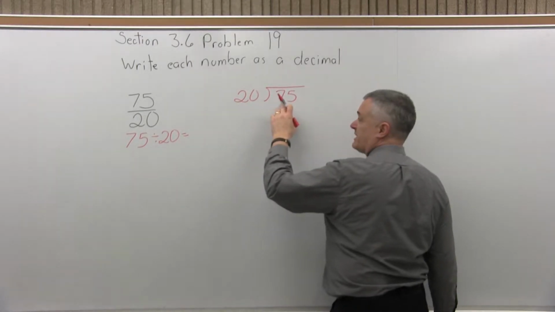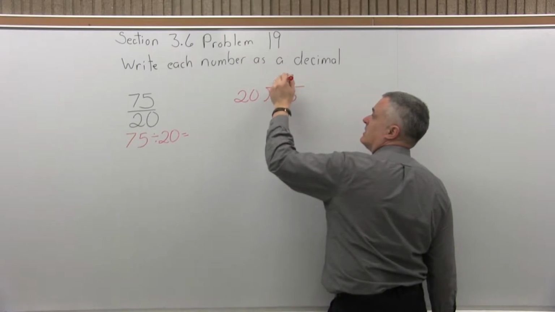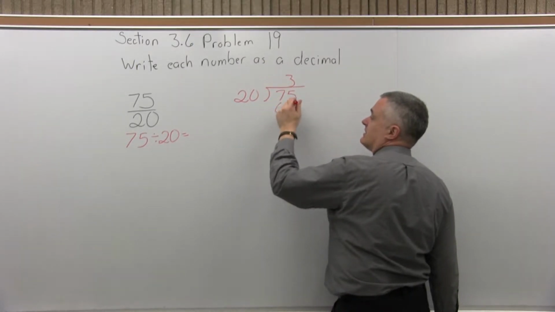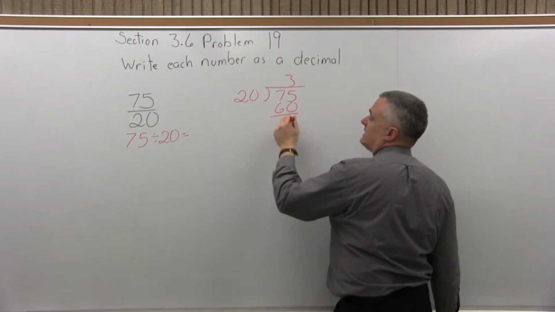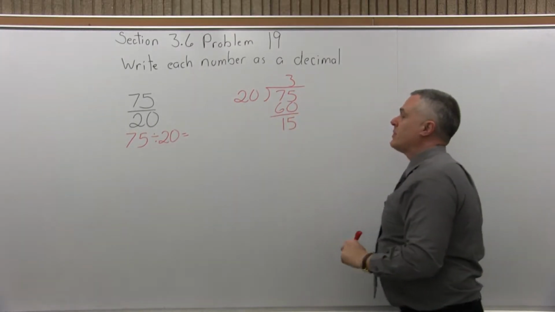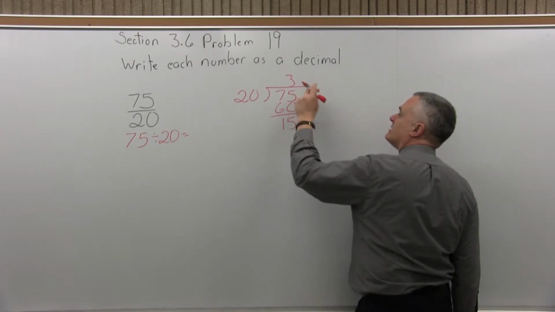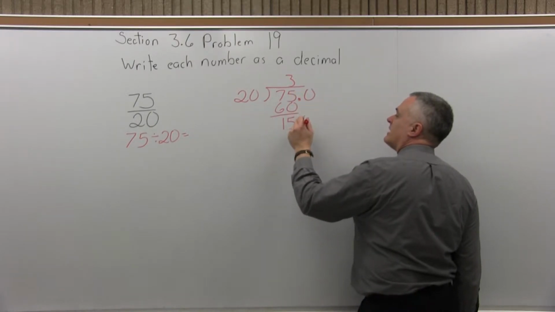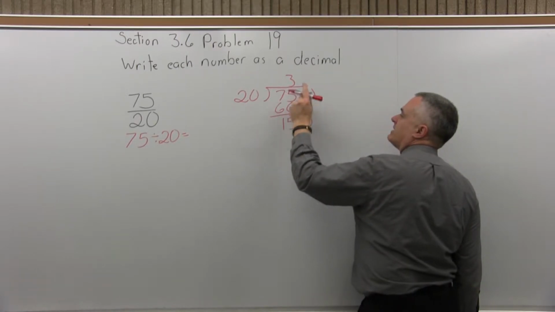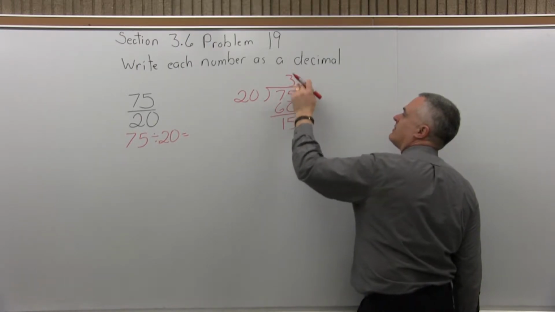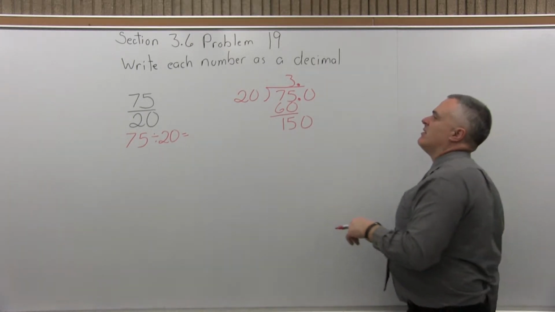So 20 will fit into 75. In fact, it'll go in 3 times. 3 times 20 is 60. It doesn't go in evenly, but 75 minus 60 is 15. So I do have a remainder. So let's put a decimal after the 75, make it 75.0, bring that 0 right down, put it next to the 15, I write it as 150. And as I write the decimal, it has to come straight up into my answer. So now I have 3 point something, which is what I expected.